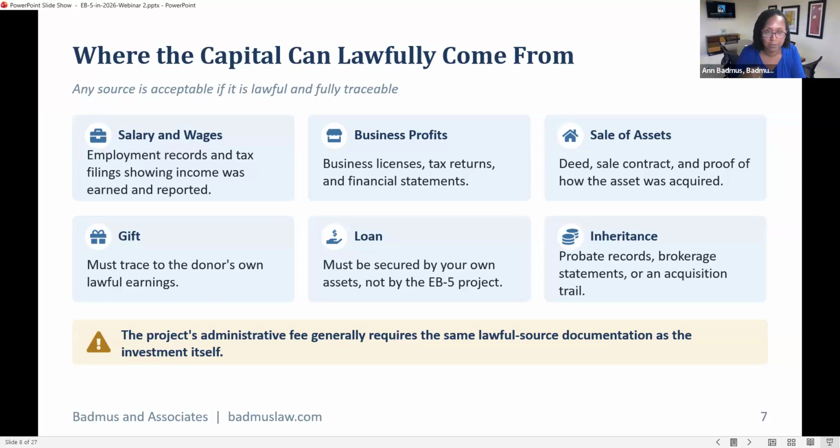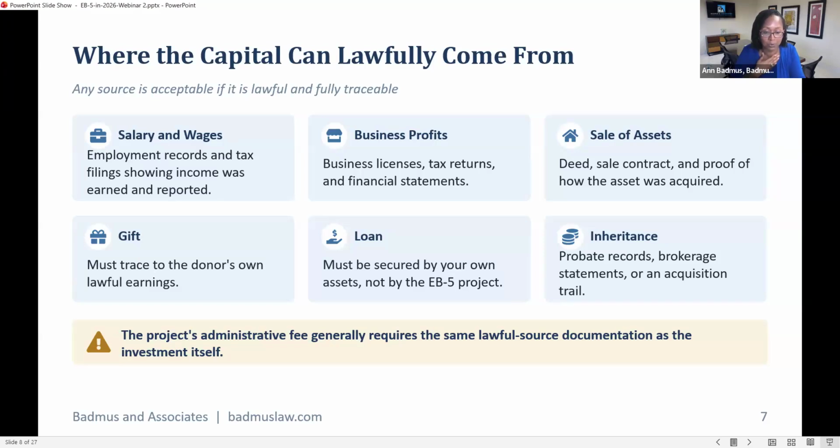So the easiest types of records to produce for that proof of lawfully obtained funds would be, of course, your salary and wages. So your tax records, your W-2s, 1099s, whatever you receive to prove your wages. If you are a business owner already and you obtained your funds through business profits, you want to be able to prove that you actually did operate a business. Those business tax returns and financial statements are important. If you are obtaining your funds through sale of any type of assets, real estate, inventory, any equipment, anything that you are using to sell and receive cash in order to invest, you need to provide proof of that as well. And then EB-5 investors can be gifted the money.